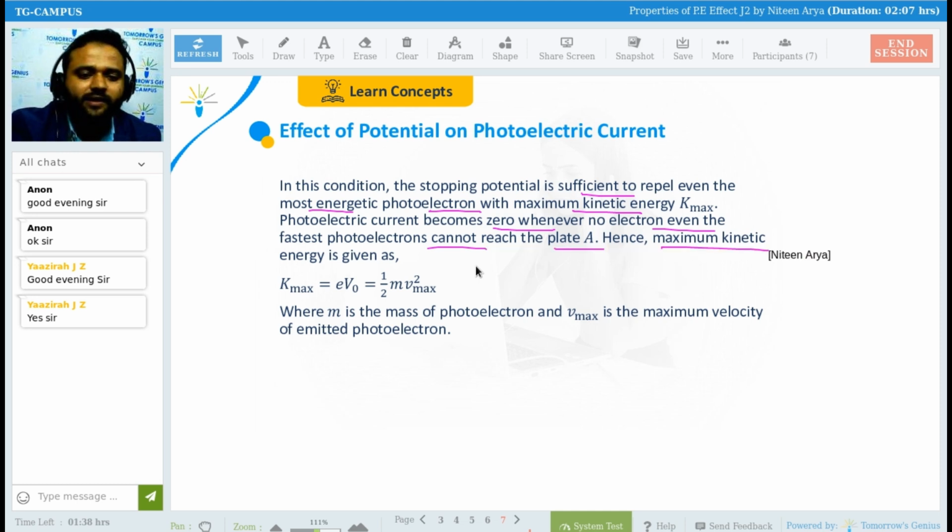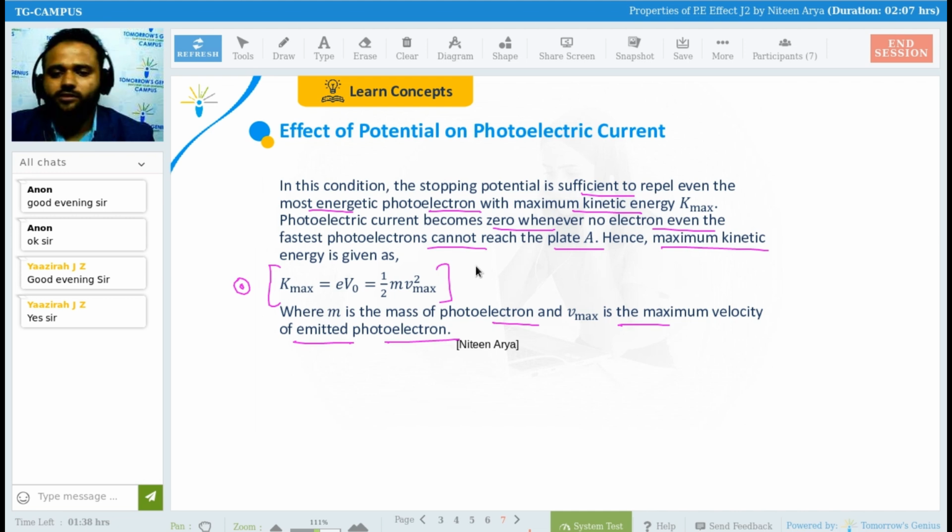Hence, the maximum kinetic energy is given as K_e max, or you can say K max = eV₀, that is half m v² max, where m is the mass of the photoelectron and v max is the velocity of emitted photoelectrons. Means we have a certain potential at which even the highest moving, or you can say the fastest moving electron is going to be stopped. Clear everyone? And that is known as stopping potential, and that is why it is named stopping potential. So the maximum kinetic energy, K max, is equal to eV₀, and that is a very, very important relation.